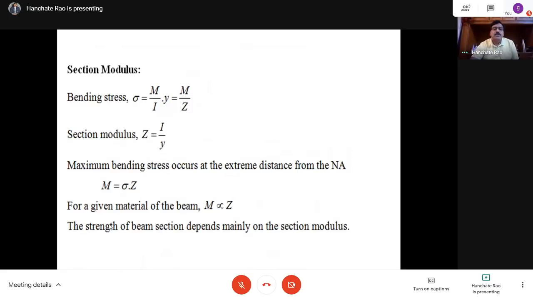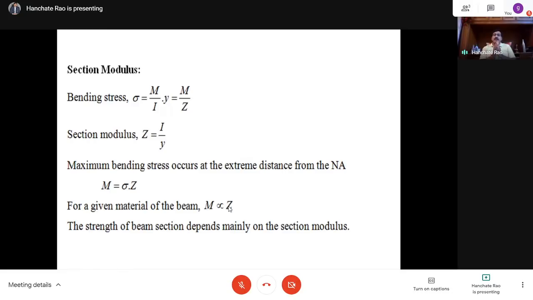So for a given material of the beam, M is directly proportional to section modulus. The moment of resistance, or the moment carrying capacity of the beam, is directly proportional to Z for a given material. Say you are choosing an RCC beam or a steel beam, for a given material the moment of resistance or the carrying capacity of the beam is directly proportional to the section modulus.